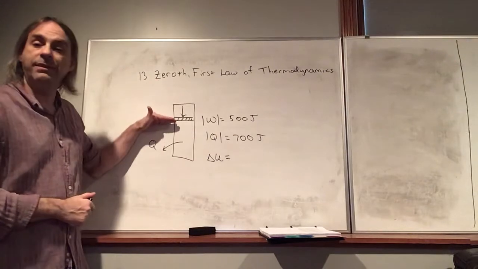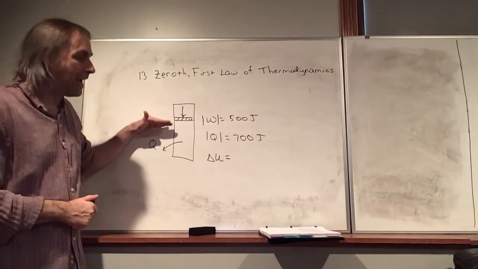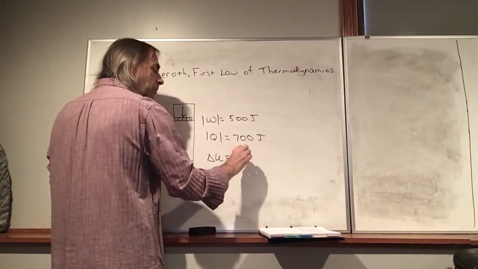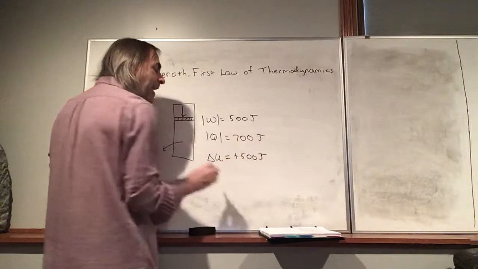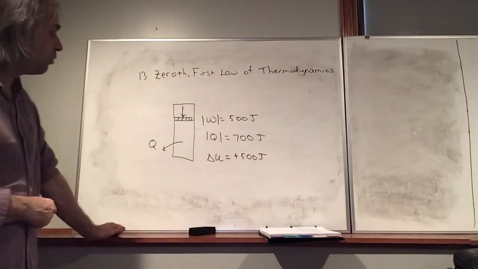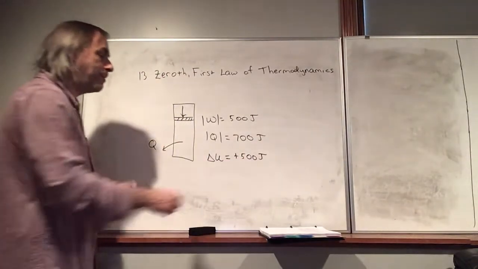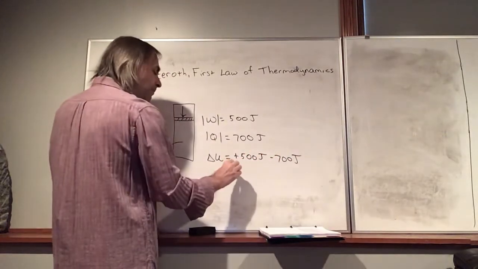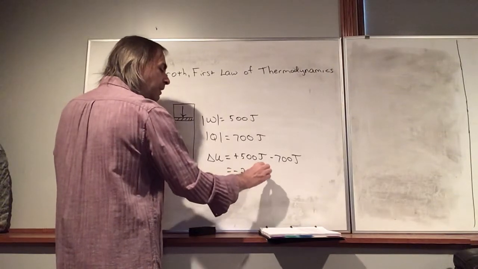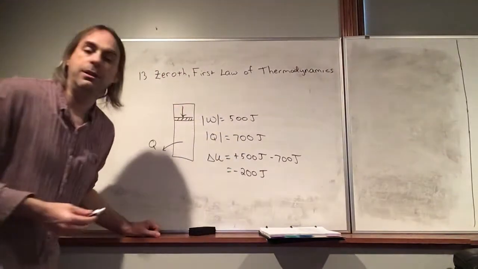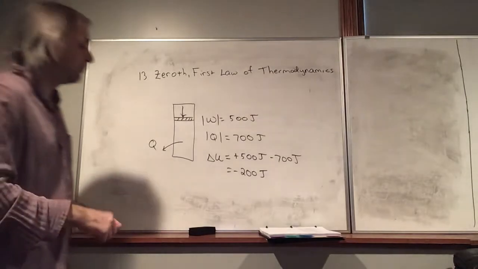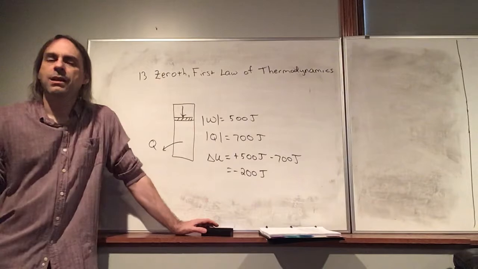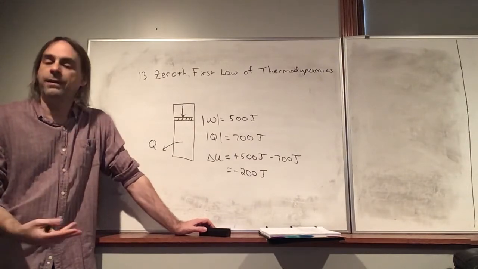So I want to know the change in internal energy of the gas. Well, we're compressing the gas. We're pushing down and doing work on it. And so it would gain 500 joules from that. We're doing 500 joules of work on the gas, so it's going to gain 500 joules. Now, heat is escaping, so it's going to lose 700 joules that way. And the change in internal energy is then minus 200 joules.